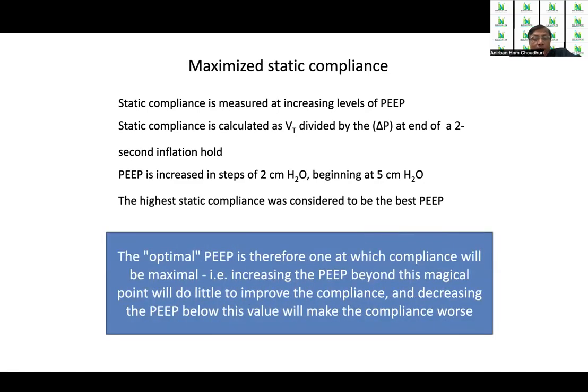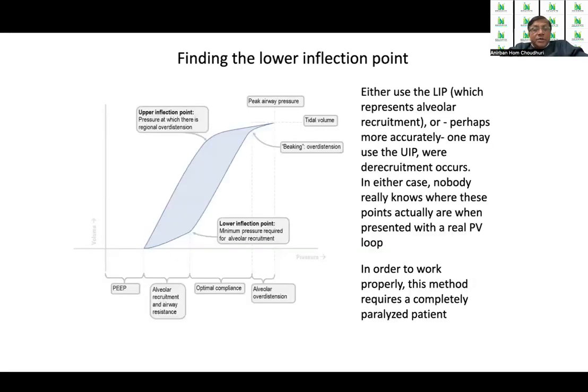So optimal PEEP is therefore the one at which the compliance will be maximum. Increasing the PEEP beyond this magical number will do little to improve the compliance, and decreasing the PEEP below this value will make the compliance worse. So this is what we call optimal PEEP. Another way is to find the lower inflection point. The lower inflection point is the one where there is the minimum pressure required for alveolar distension and recruitment. So this can be seen.